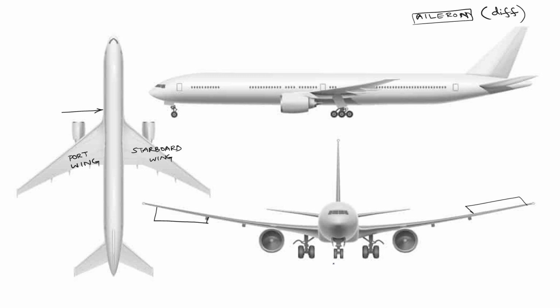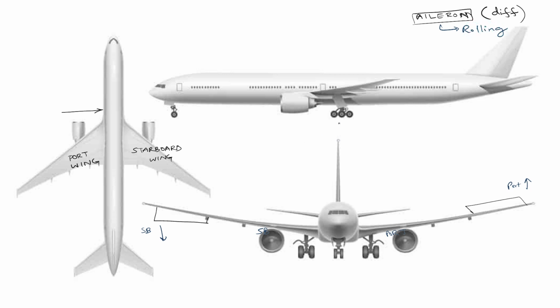If I observe the front view of your aircraft, this is the port side and this is the starboard side. You have to understand this very carefully, because from this point they ask conceptual questions. As I said, it is differential: if the port side is deflected upwards, the starboard side is deflected downwards. Using this aileron, the aircraft performs a rolling motion.